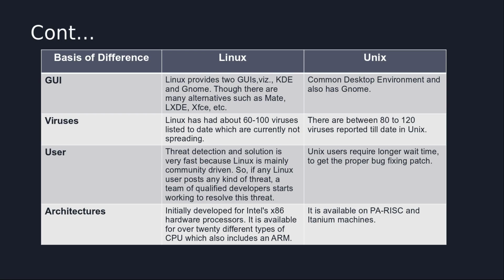Now, architectures. Linux was initially developed for Intel's x86 hardware processors. And this is available for over 20 types of CPU, which also includes ARM. Whereas Unix is available on PA-RISC and other Itanium machines. Yeah, I don't know what those words mean either. This is new to me too, so we'll be confused together.